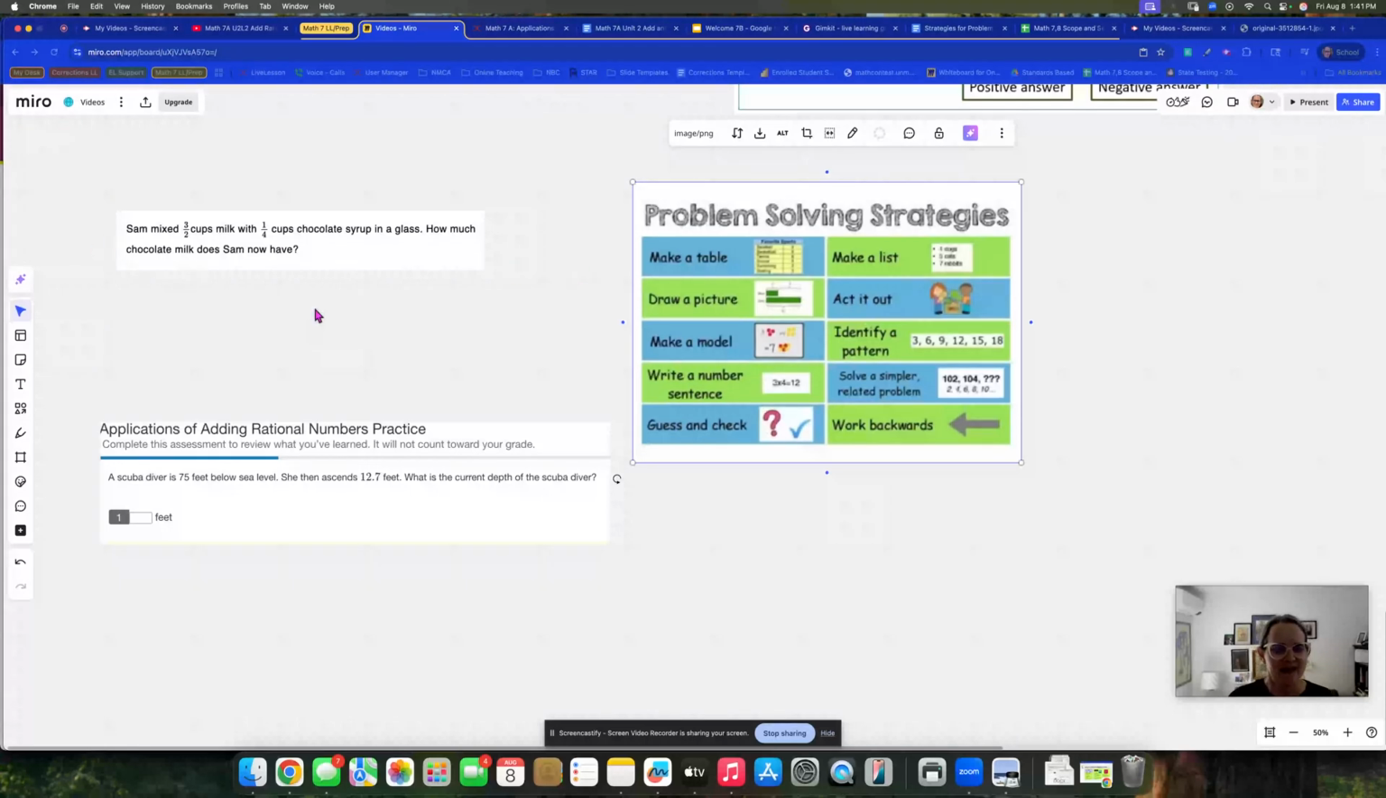Hey guys, here are a couple of problems from this lesson. These are applications of fractions, so word problems.